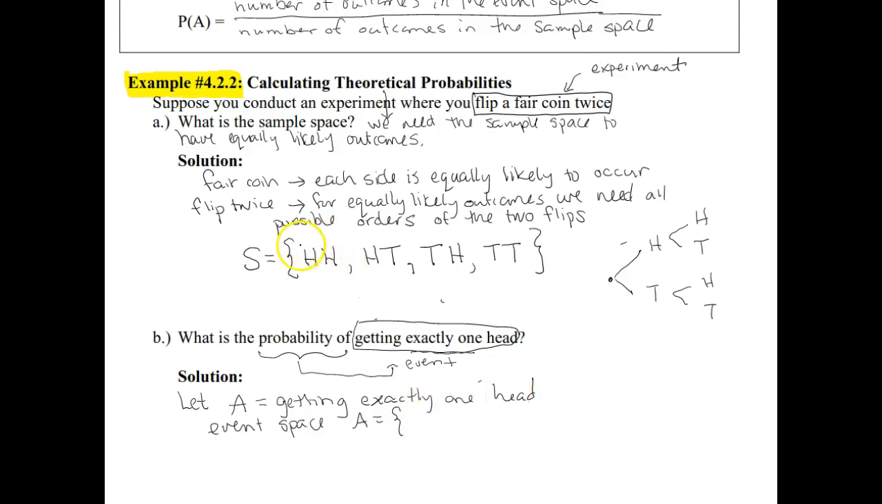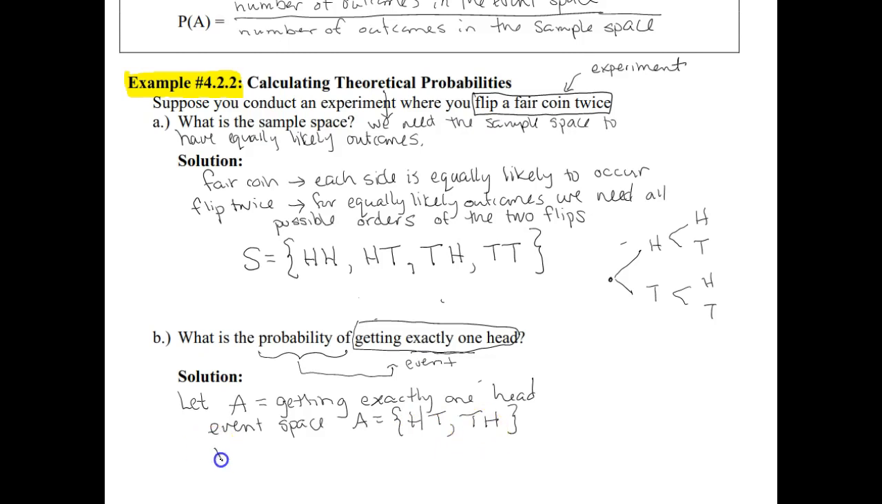Okay, so the first outcome is HH, so we got two heads. That's not exactly one. The next outcome was HT, so there we did have exactly one head. The next outcome was TH, again we got exactly one head. And the last outcome was tails, tails. We didn't get any heads, so again that does not meet the condition of getting exactly one head. So our event space has these two outcomes in it, HT and TH.